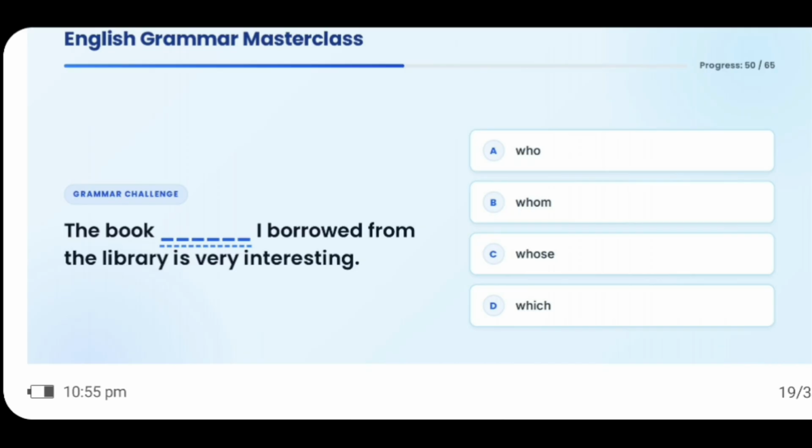Now, get your notebook and pen ready. Stay focused and let's continue with question 50. I wish you success as we work together toward an excellent score in the English entrance examination. Students, let's continue.